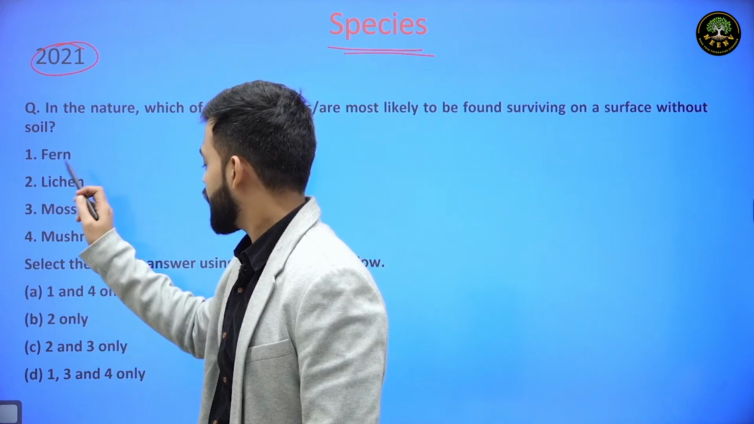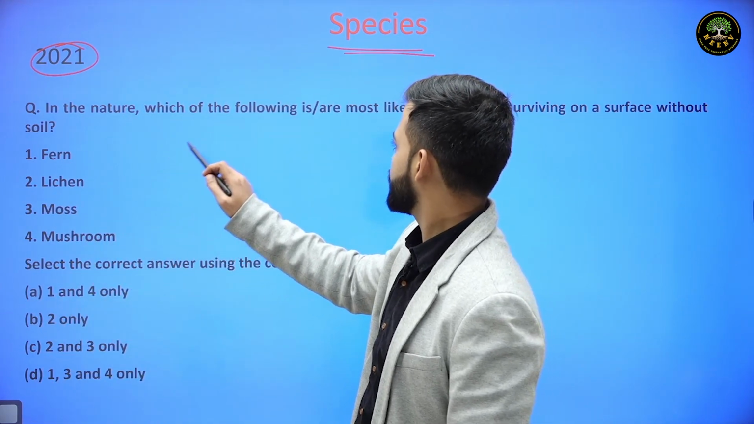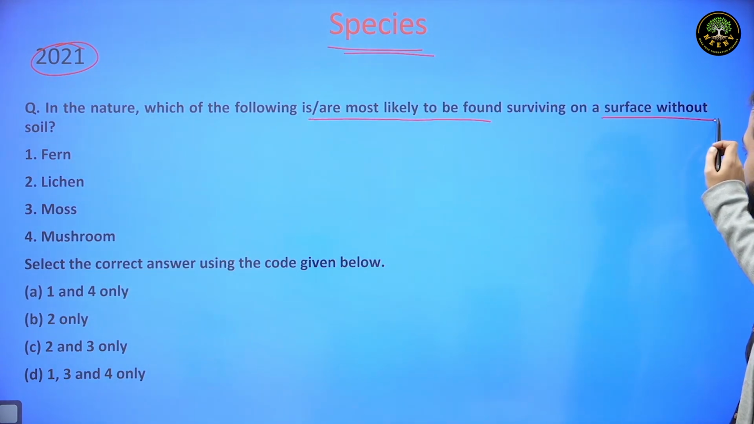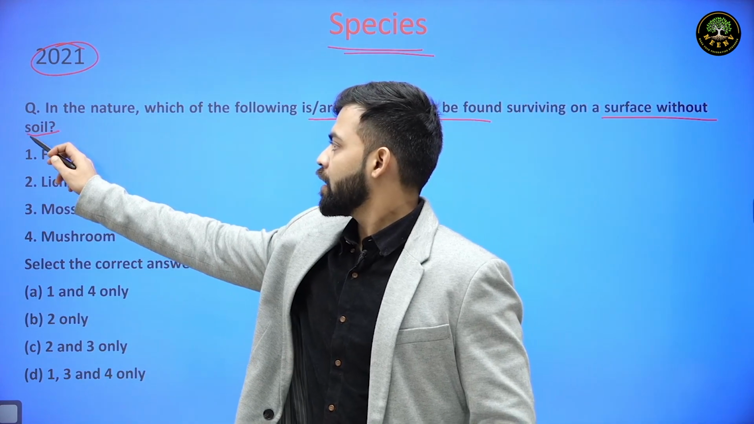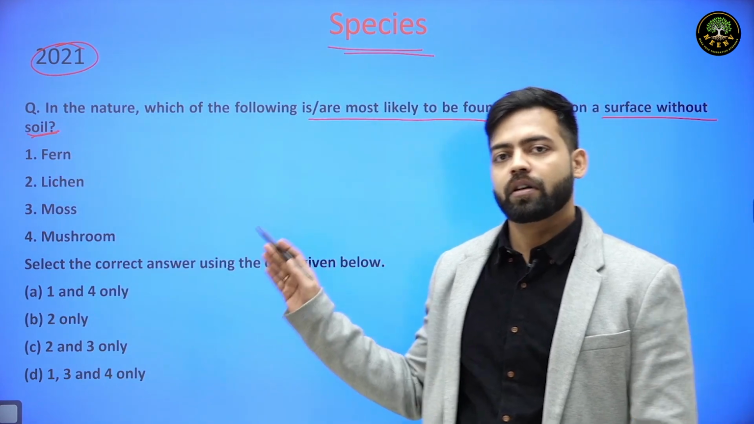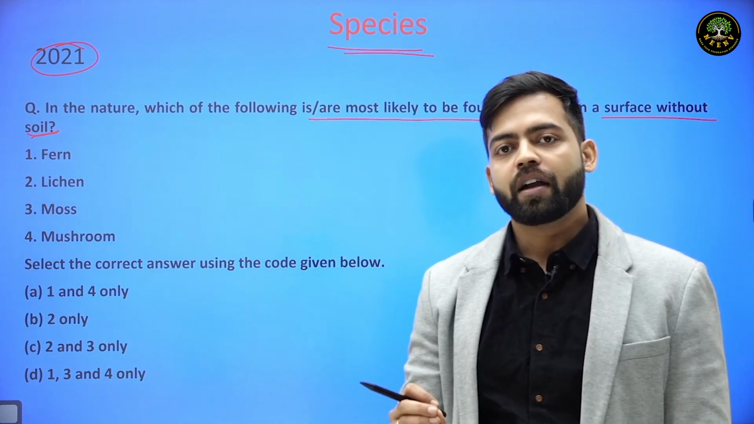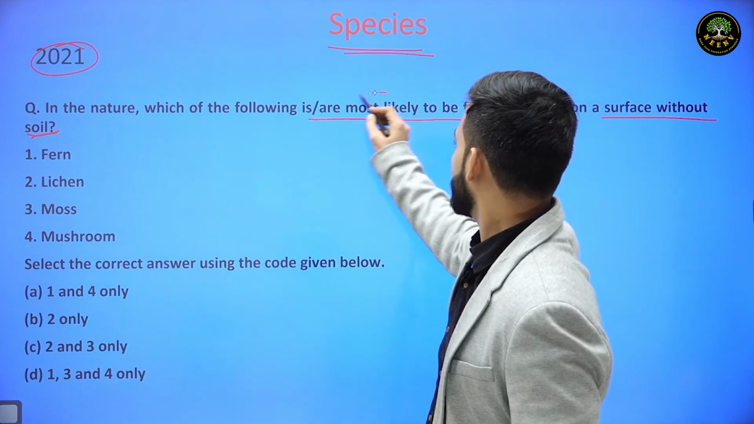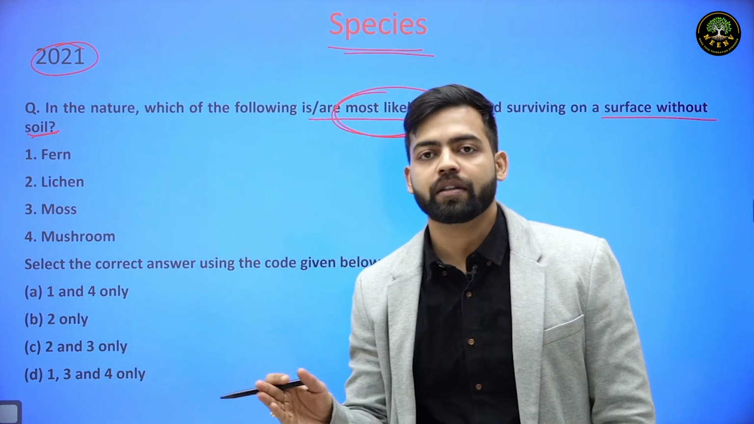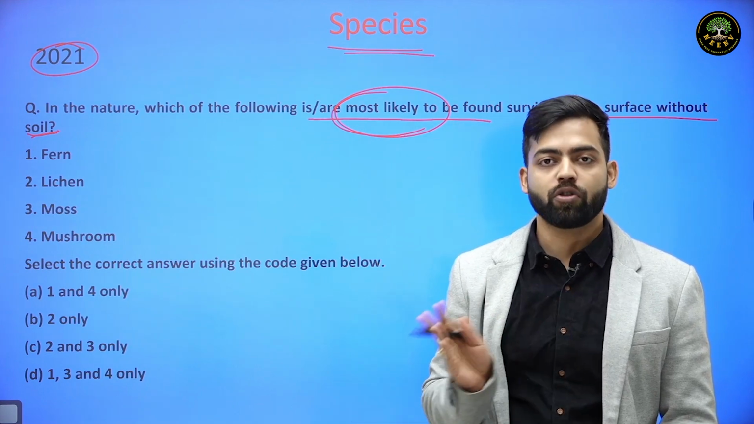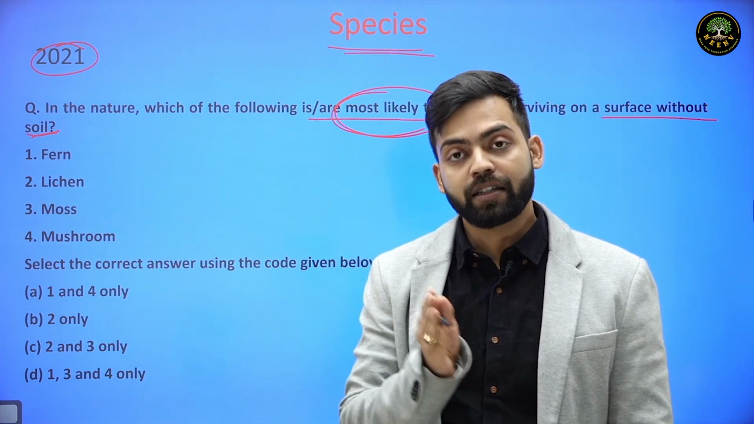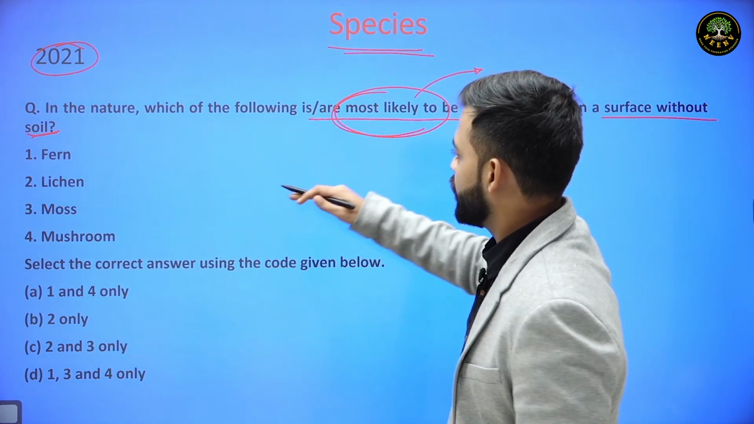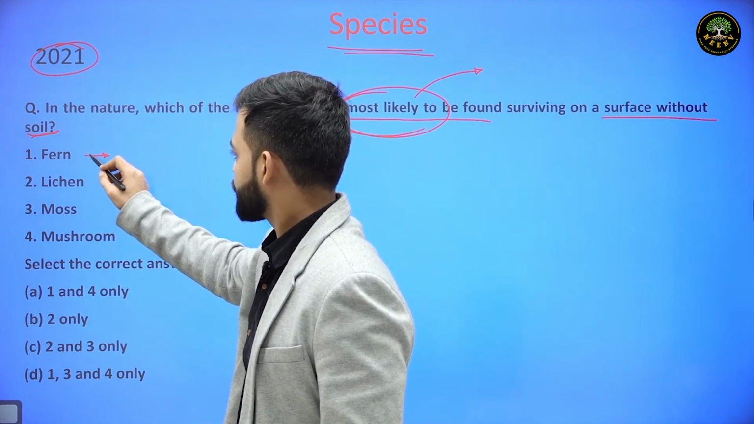So the question that is asked in 2021 is, in the nature, which of the following are most likely to be found surviving on a surface without soil? Now, first thing, most of this species, they are found in surfaces without soil. But if we have to see the most likely aspect, then we have to look at whether they are found in different aspects or not, or that is surface that is having soil.